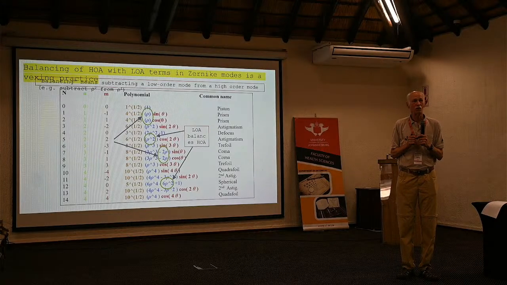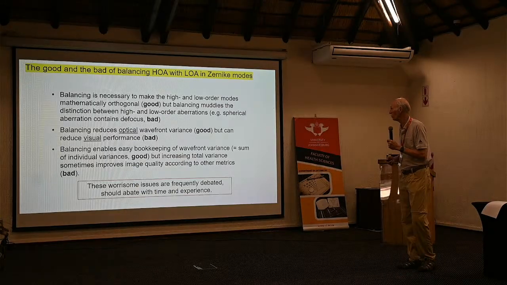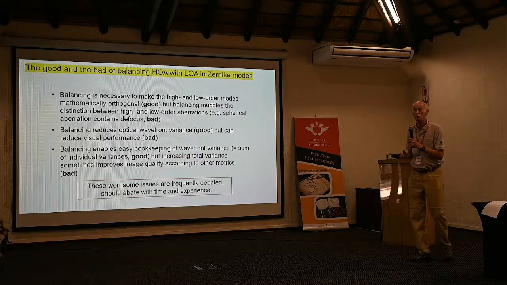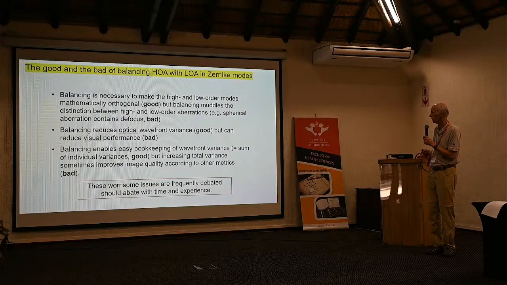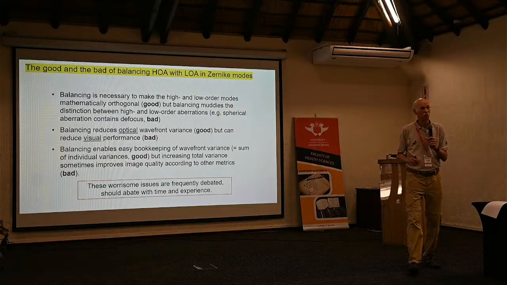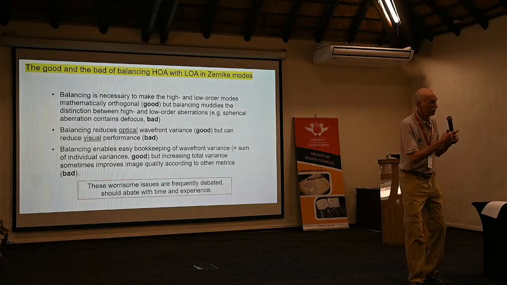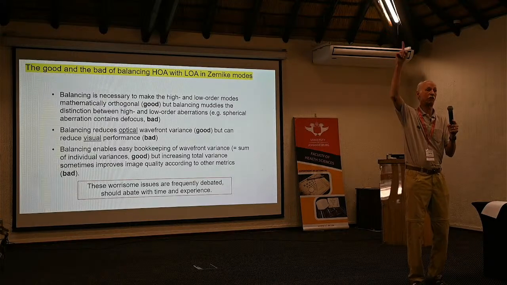But it has led to some interesting paradoxes. Now, I'll show you an example of one. Balancing, the good and the bad of this balancing phenomenon. So balancing is necessary to make the lower order modes mathematically orthogonal. I already mentioned that. And balancing can reduce optical wavefront variance. And that's true. If you think about this r to the 4th, it's going along flat in the middle of the pupil. You go, oof, r to the 4th.